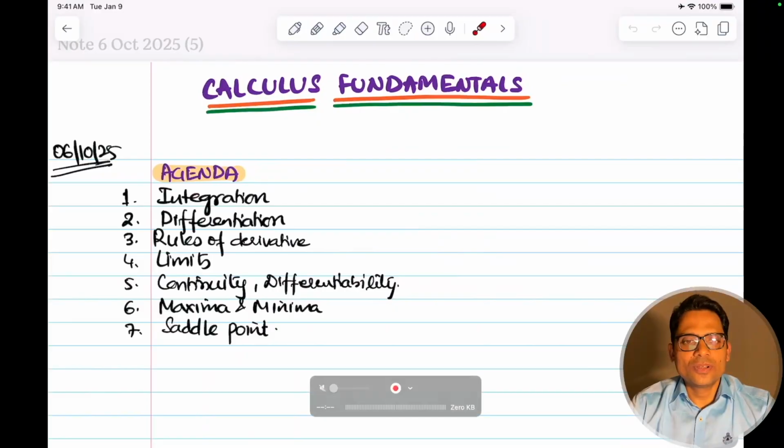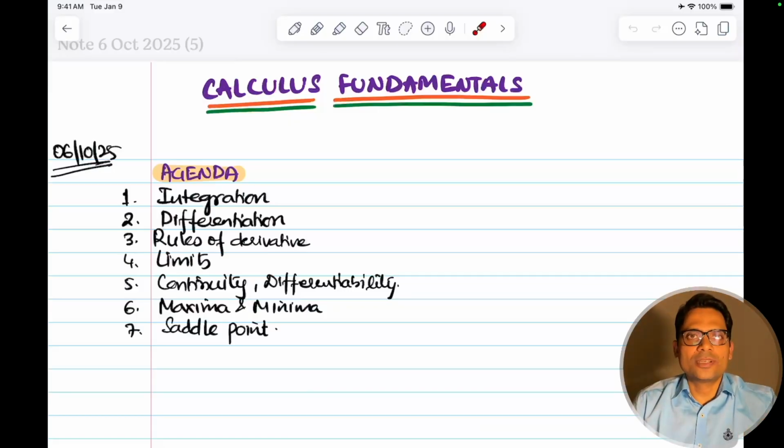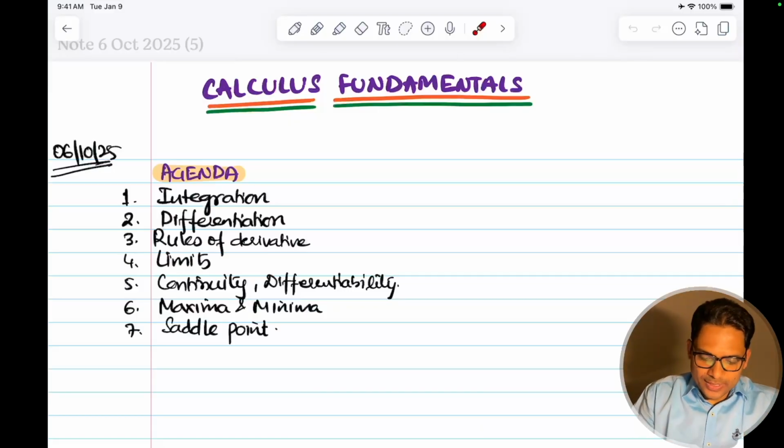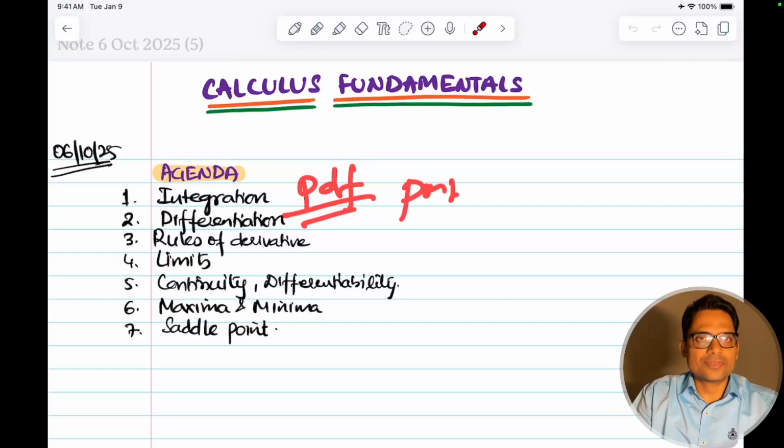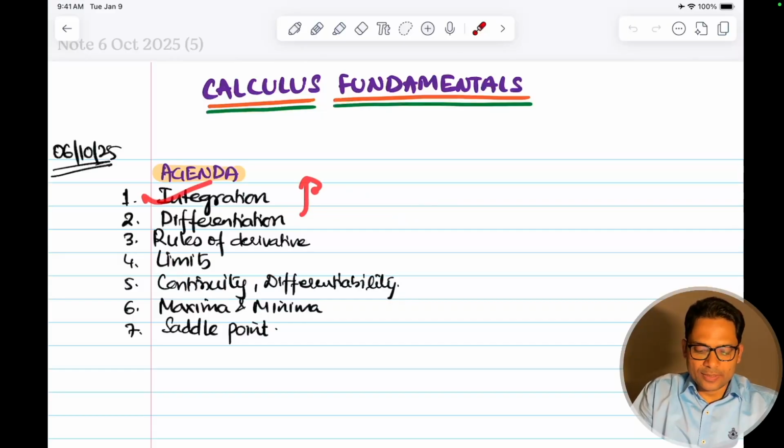In this video, we are going to discuss all the fundamentals of calculus required for machine learning. Okay, so let's set up the agenda first. We'll briefly touch upon integration because it's used everywhere. You have seen it earlier in PDFs and PMFs. In the PDFs, you have seen that it's integration of the complete curve.